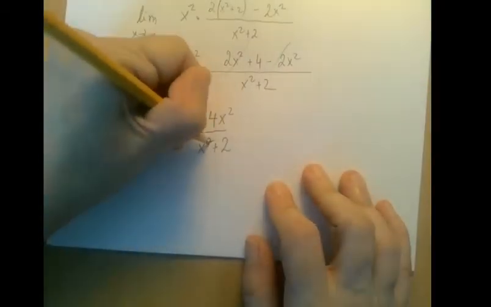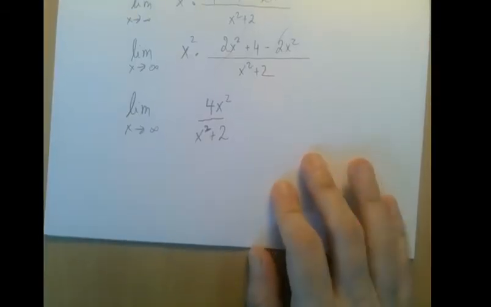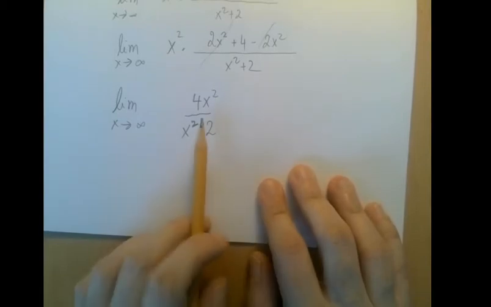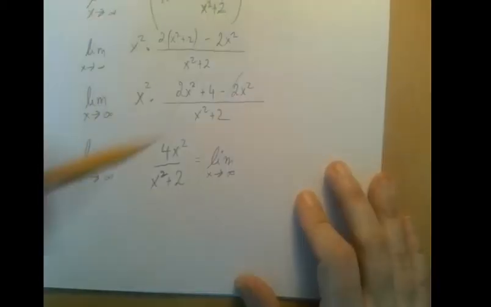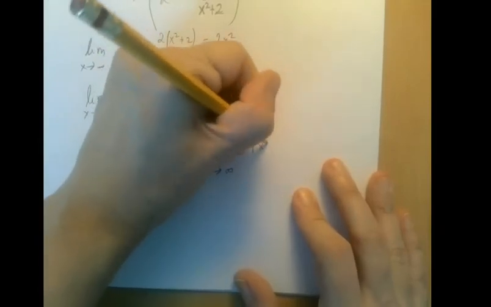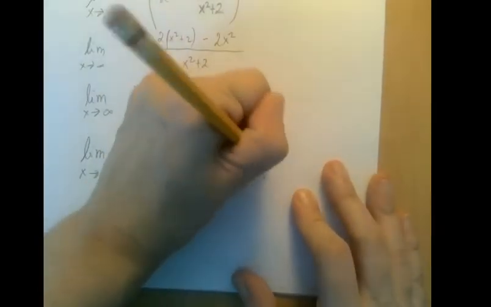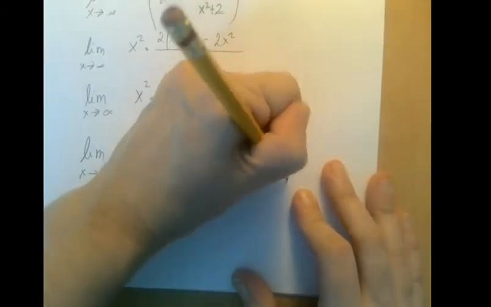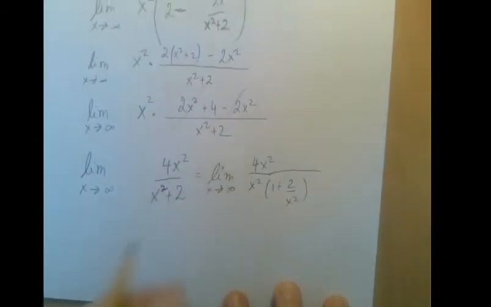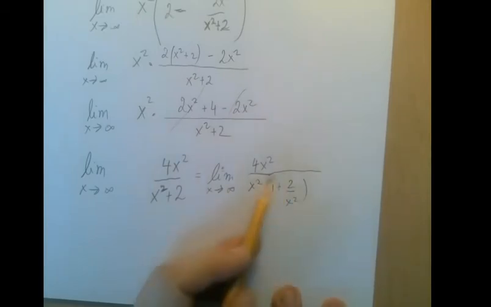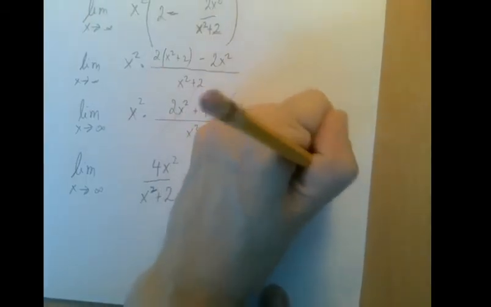And now we have a fairly simple rational function, so we're going to factor out the leading term, both numerator and denominator. So then 4x squared, there's nothing to factor out in the numerator, so we factor out x squared in the denominator, and then we get 1 plus 2 over x squared. So what is that limit? X squared will cancel out, this thing goes to 1, so we have 4 divided by 1, which is 4.